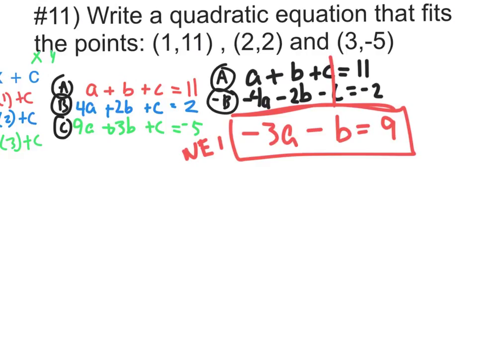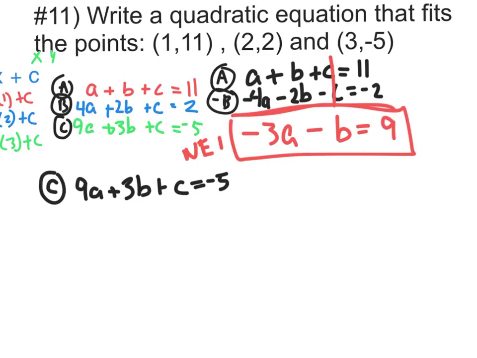So what we need to do now is go back to the original 3 by 3, use the equation we have not used, which is equation C. So I need to use C. I might as well write that down. I'm going to write it down exactly the way it is. 9a plus 3b plus c equals negative 5.